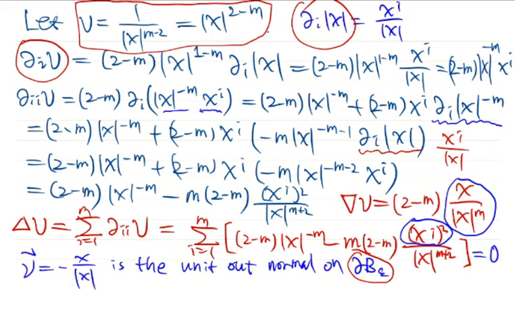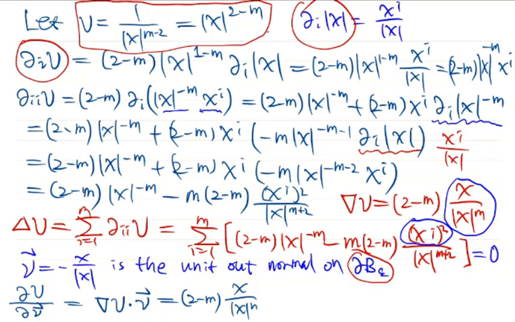the directional derivative of our function v equals the gradient of v inner product with nu. The gradient of v is (2 minus m) x over the norm of x to the m, and the normal vector here is minus x over the norm of x. So we take the inner product with minus x over the norm of x. So the result is (m minus 2) x over the norm of x to the m minus 1.